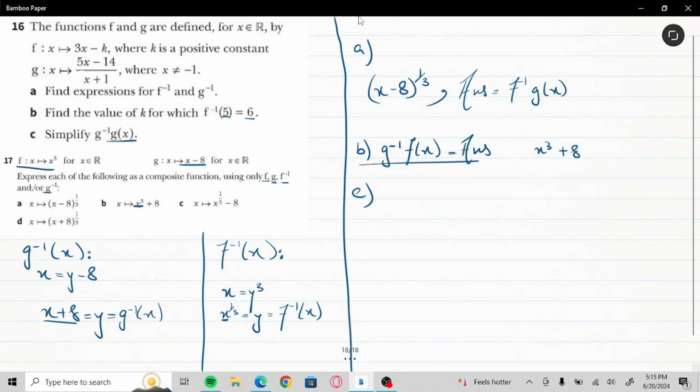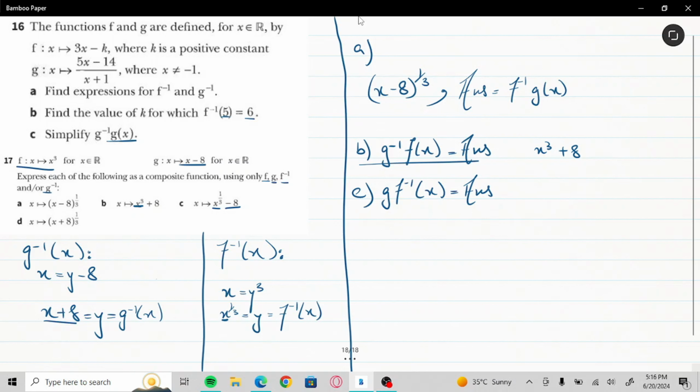For the third part, we have to find the expression x to the power 1/3 - 8. So what would be the solution? x - 8, we can see clearly, is g(x). And we have to input x to the power 1/3 in this equation. What's x to the power 1/3? It's f inverse of x. So if we input f inverse of x into g(x), we would get the answer. So g of f inverse of x is equal to our answer.